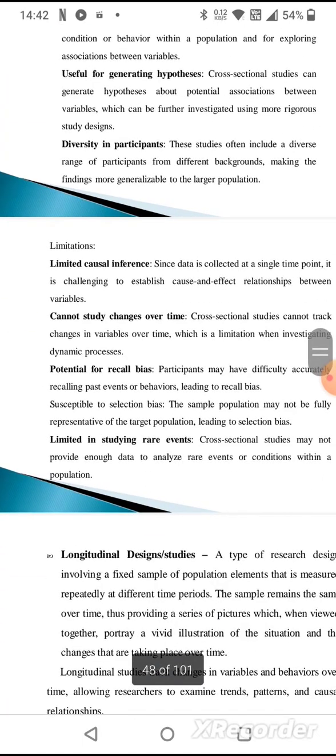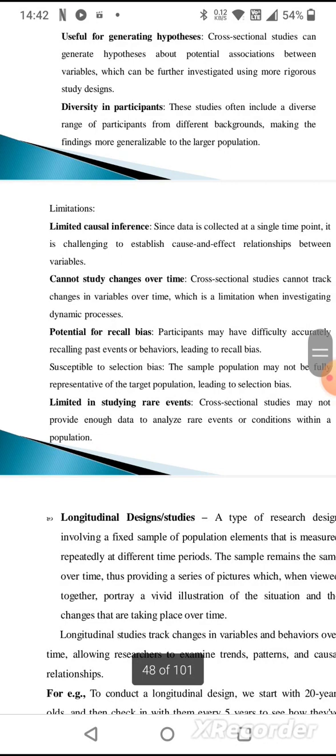Coming to the limitations of these descriptive studies. What are the different limitations? It is limited in causal inference. That is, you will not be able to establish a cause-effect relationship between the variables. You will not know the intensity of the relationship between the causal variable, that is the independent variable, and the dependent variable. It cannot study changes over time. Cross-sectional studies cannot track changes in variables over time, which is again a big limitation.